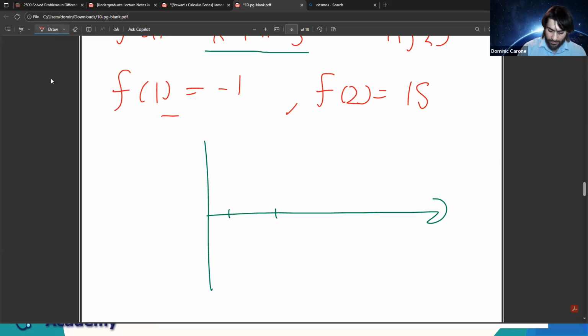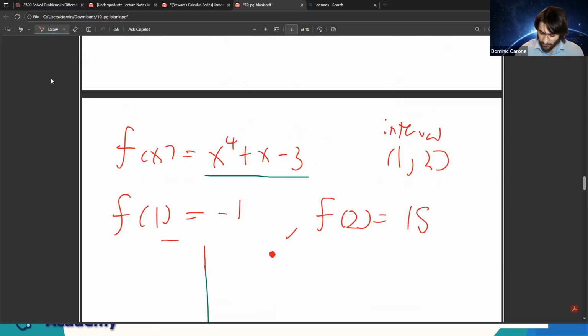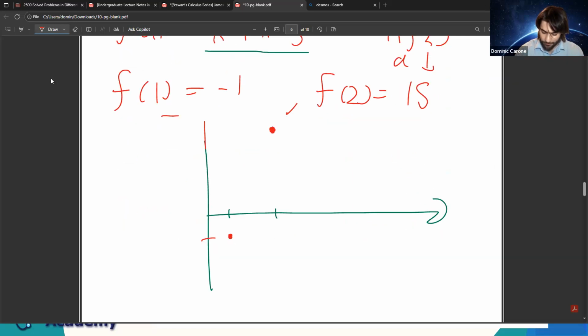F of 1 is -1. So let's say it's somewhere here. And then f of 2 is 15. It's up here. Okay. This is our A, this is our B. This is 1, this is 2. F of 1, f of 2.